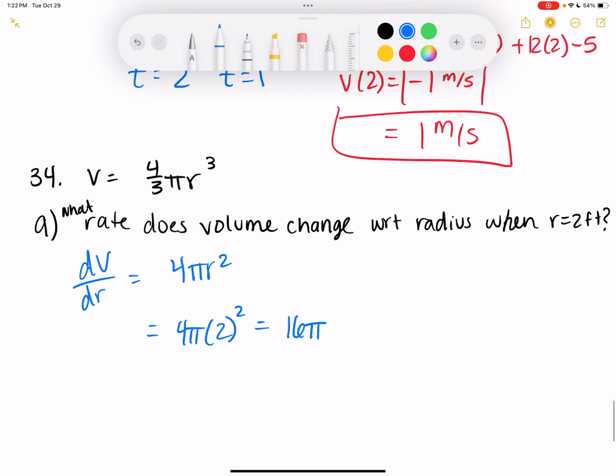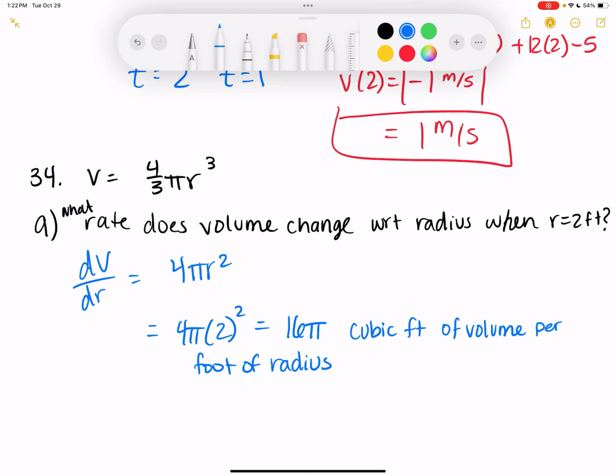And that would be cubic feet per foot of radius. Don't you just love when your feet are shaped like cubes? Per foot of radius. Not gonna lie, it looks like food right now.